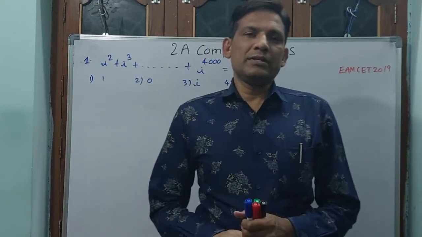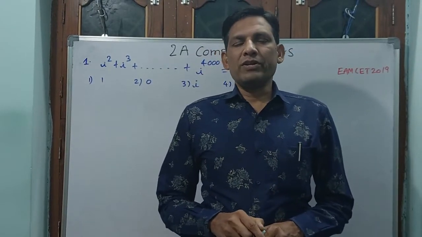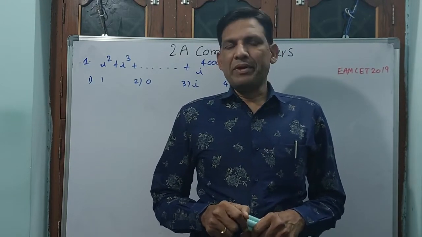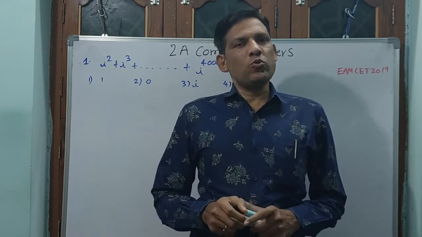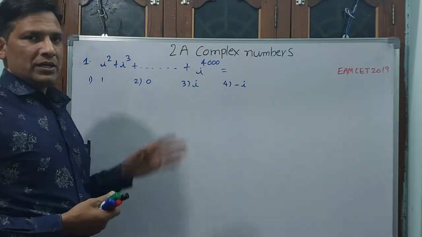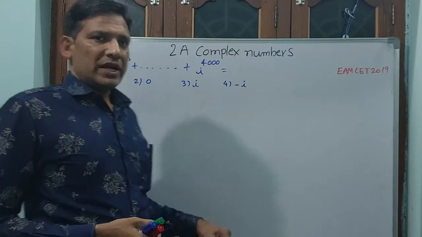Okay, dear students, until now we have finished two chapters in Eamcet mathematics, 1A, 1B. Now we will see 2A. 2A, first chapter, complex numbers. Okay, this question is asked in Eamcet 2019.